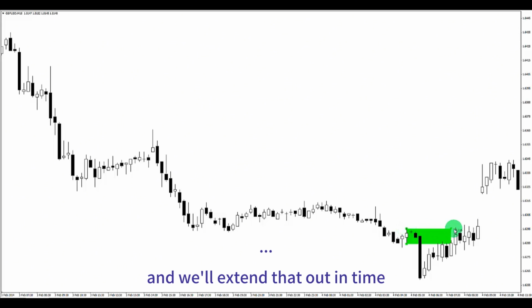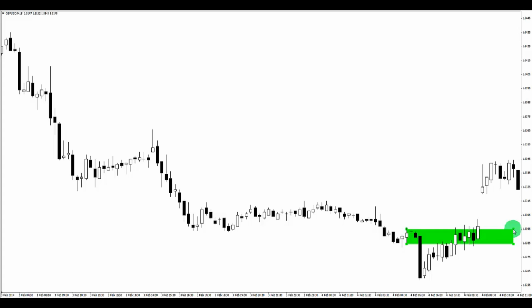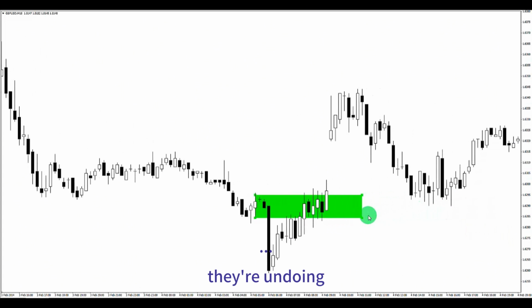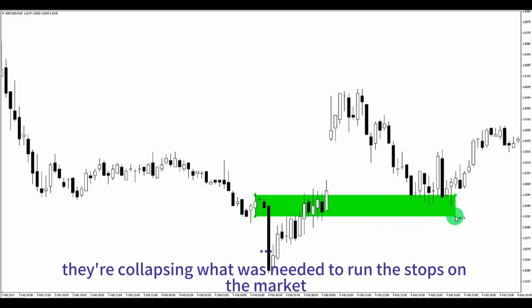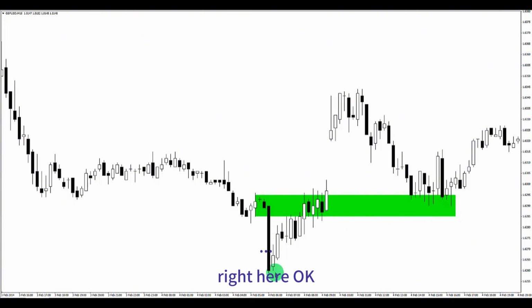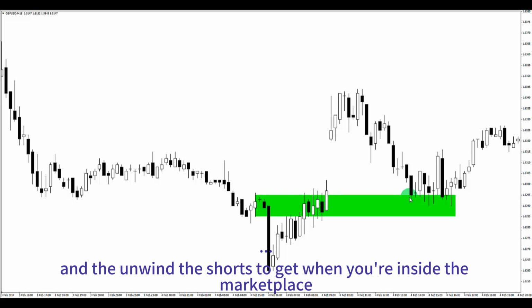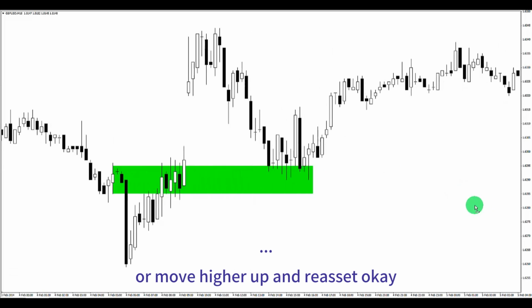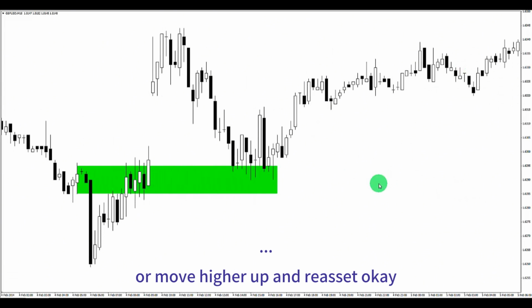And we'll extend that out in time. And when price trades back down into it, they're undoing, they're collapsing what was needed to run the stops on the market right here. And they unwind the shorts to get on the other side of the marketplace, to be either at equilibrium or to increase net long positions for a move higher in the asset.